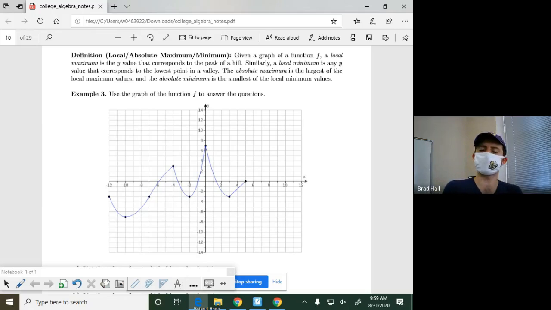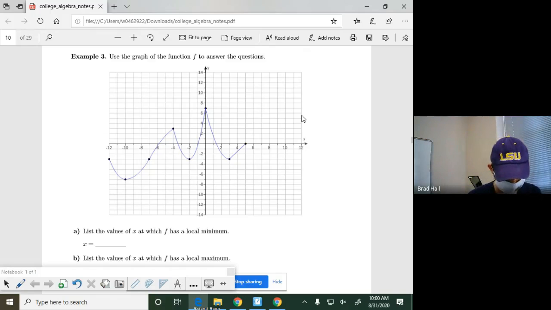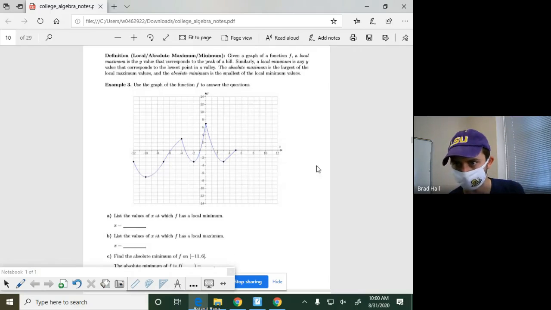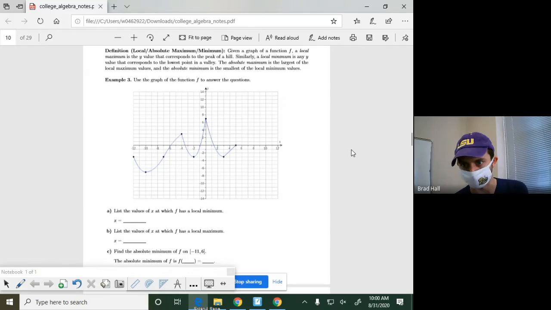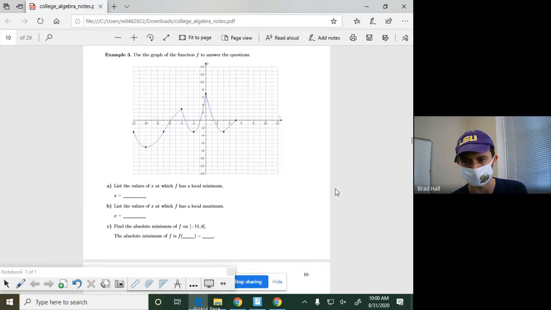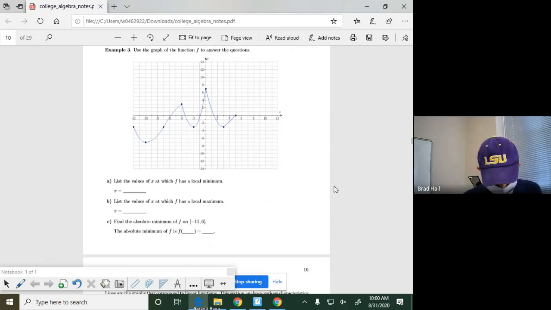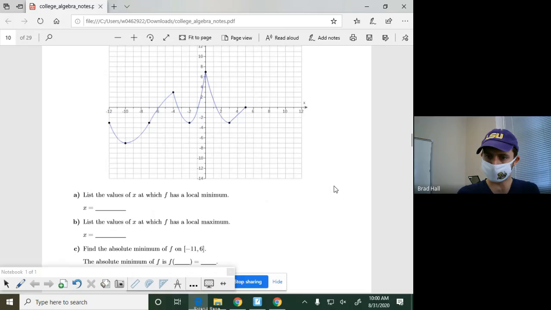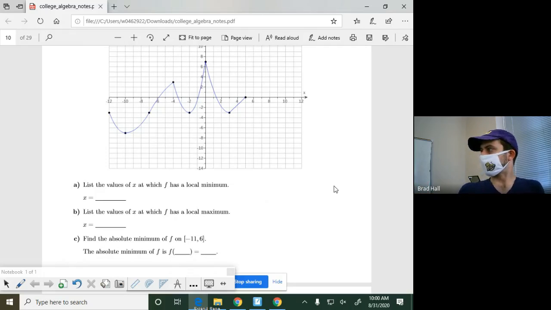The maximum stuff, very similar, but it's the peak of a hill. So peak of a hill. Local means that there's more than one. Absolute just means what's the highest. And to sort of convince you all of the brevity of these sorts of problems, why you should be able to finish these in very minimal amount of time, let's go ahead and look at example 3. And they give us this graph and ask us to find some things about it.